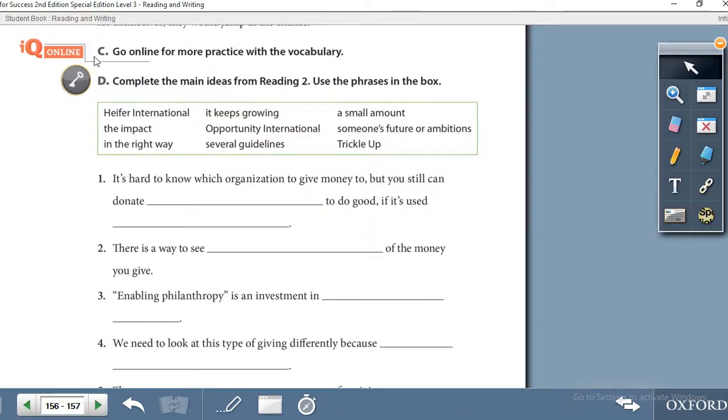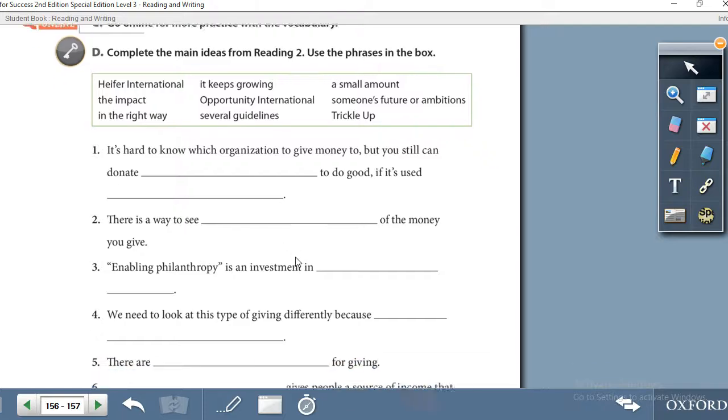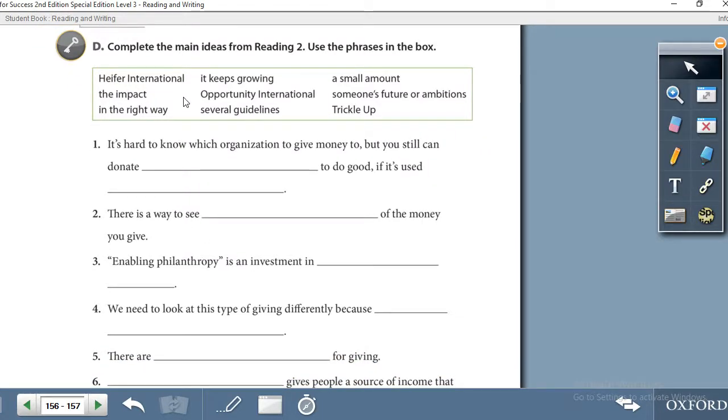So if you look at the next one, which is exercise C, go online for more practice with the vocabulary. So this is something that you can do online on your Q Skills account. Next we have exercise D. Complete the main ideas from reading 2. Use the phrases in the box. So these are the phrases that they have taken from reading 2. It says use the phrases in the box, which are all of these, to complete these sentences.